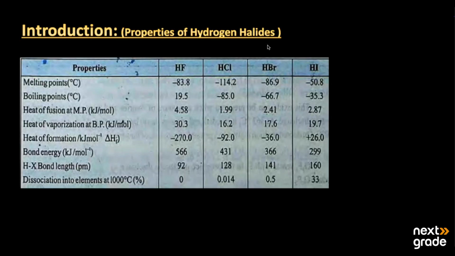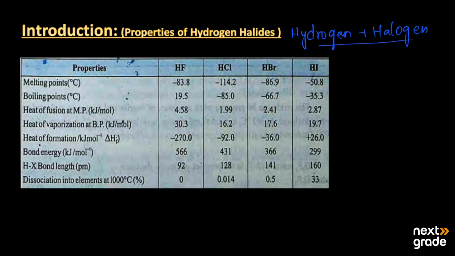So, the topic we are going to discuss is the properties of the hydrogen halides. Hydrogen halides are basically the compounds formed when hydrogen reacts with the halogens. When they react, they form compounds. These compounds are called hydrogen halides.